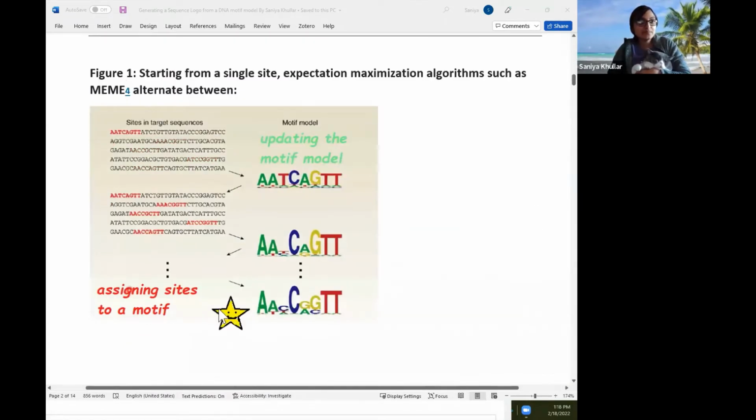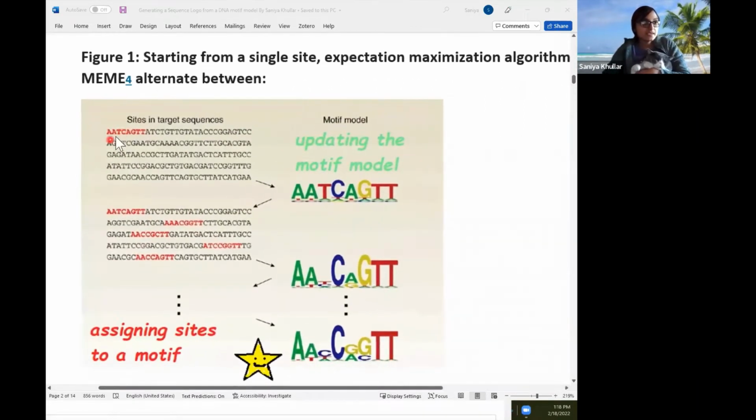But basically what they talk about in this expectation maximization algorithm, like MEME, is that you start from a single site in the target sequence that you believe could be the motif. So AAT, let me zoom in a bit. So AAT, CAGTT, and that's what this is representing here. So we start from the single site that we think could be the motif, and then we alternate. So we assign this site in the target sequence to being the motif.